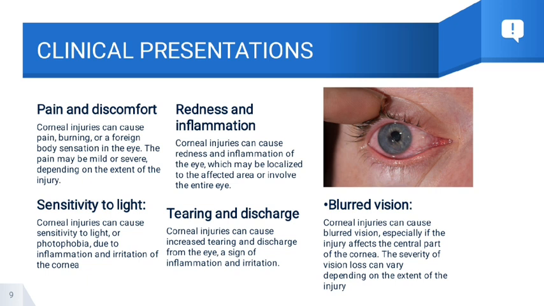Corneal injuries can cause sensitivity to light, or photophobia, due to the inflammation and irritation of the cornea. And injuries can also cause increased tearing and discharge from the eye. This is a sign of inflammation and irritation.